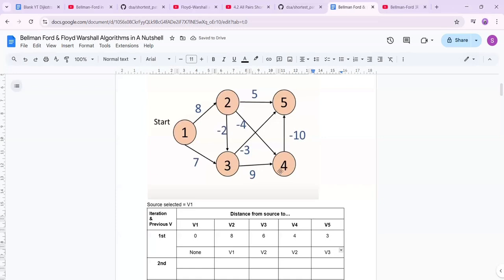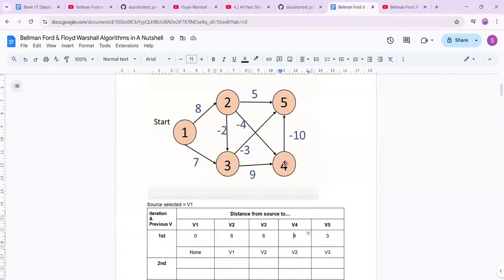And now let's explore vertex 4 from vertex 3. So vertex 3 to vertex 4, you will have 9, isn't it? So from vertex 3, we originally have 6. So when we add 9 to it, we'll get 6 plus 9 is 15, and 15 is greater than 4, the original shortest distance from source to v4, so we don't update it. All right. So we have done exploring vertex 3.